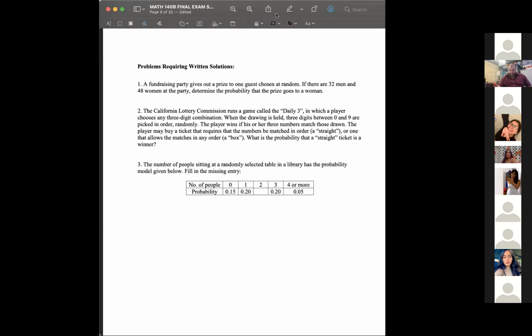Okay, so you see this question? Yes. Okay, so number three, it says the number of people sitting at a randomly selected table in the library has a probability model given, fill in the missing entry. It's 0, 1, 2, 3, 4, 0.1, 0.2, blank, 0.2, and 0.05. Now the answer here, to find the missing probability, it has to equal one, right, I assume? Well, they have to add up to one. So for the answer given, it's one minus everything. Then it goes up to 0.4. And I just assume that's an error for it to be 0.4 or 0.6 instead of 0.4. No, the answer to the question is 0.4, if you add up those. Right. Okay.